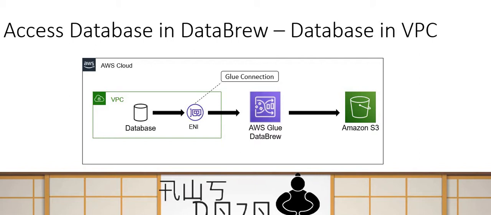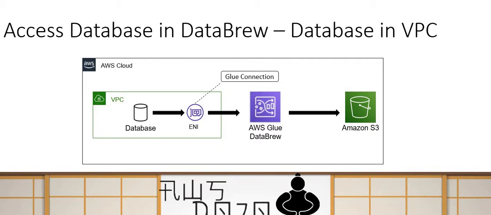into the same VPC where your database is located, and through that ENI, DataBrew can connect to the database and read the data, and then of course after that it can transform and save to an S3 bucket and so forth. So that's how you connect to a database running within your AWS Cloud.